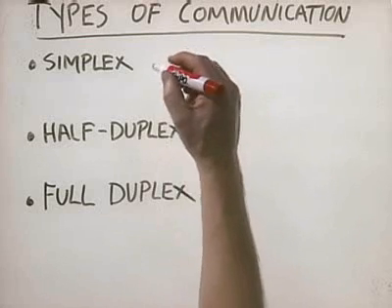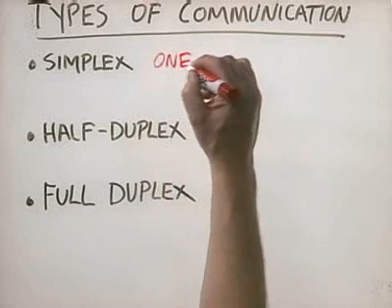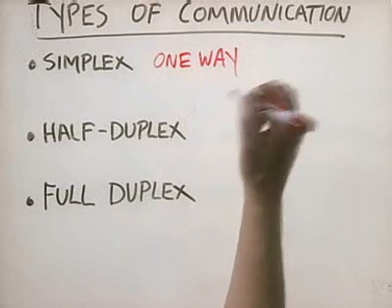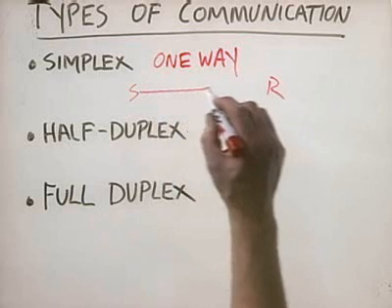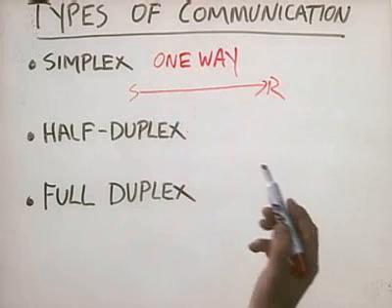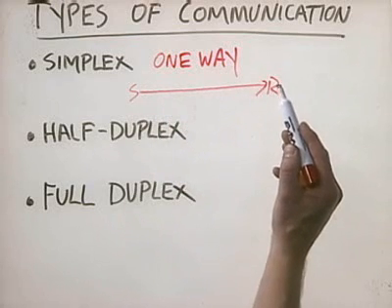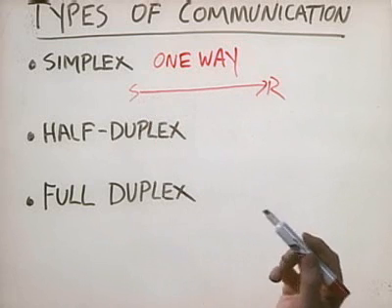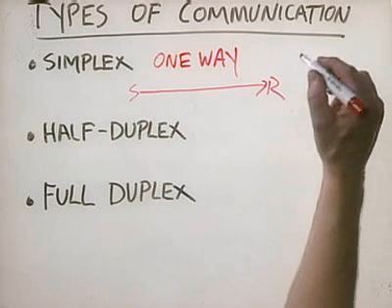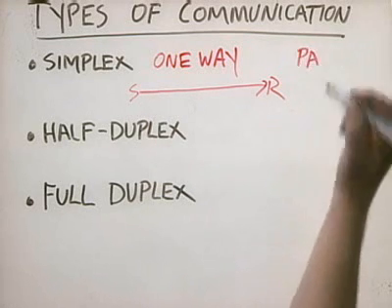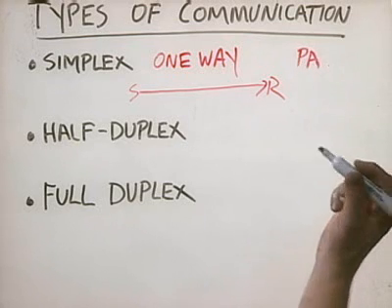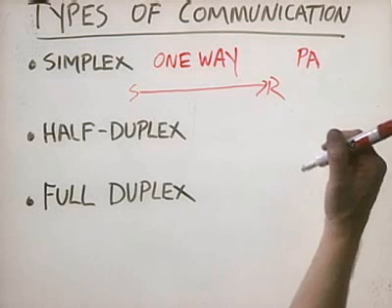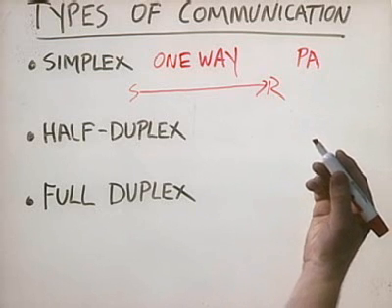Simplex communications are one way. You have a sender and you have a receiver, and the information travels in one direction and one direction only. Information does not come from the receiver back to the sender. You want a good example? Think of a PA system. You ever been in school and had the principal come on the PA and say, "Today for lunch we're going to have da da da da da da da"? That's a good example of a simplex communication.